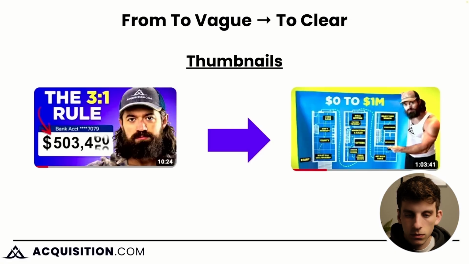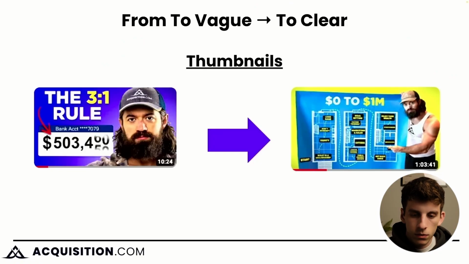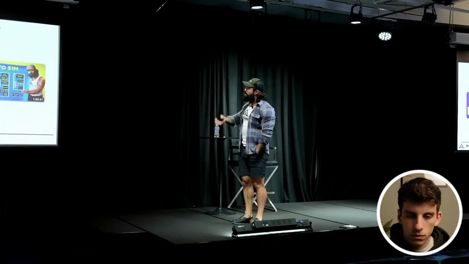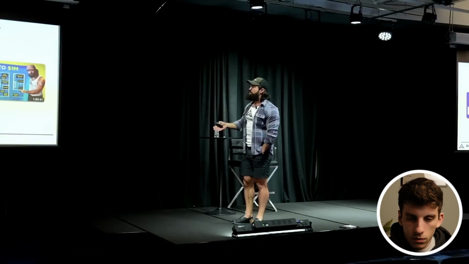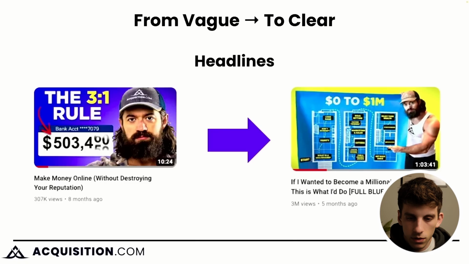Going from vague to clear. All right, so if I looked at all the stuff that we did in the past, if I said, what is the video on the left about? You'd probably be like, a rule of some sort that might have to do with money. Not sure. If I said, what's the video on the right, the yellow background video? If I were to describe it, I'd probably say a map or a blueprint or schematics of some sort that go from 0 to 1 million. Okay, well, guess what? The one on the right, it's exactly that.